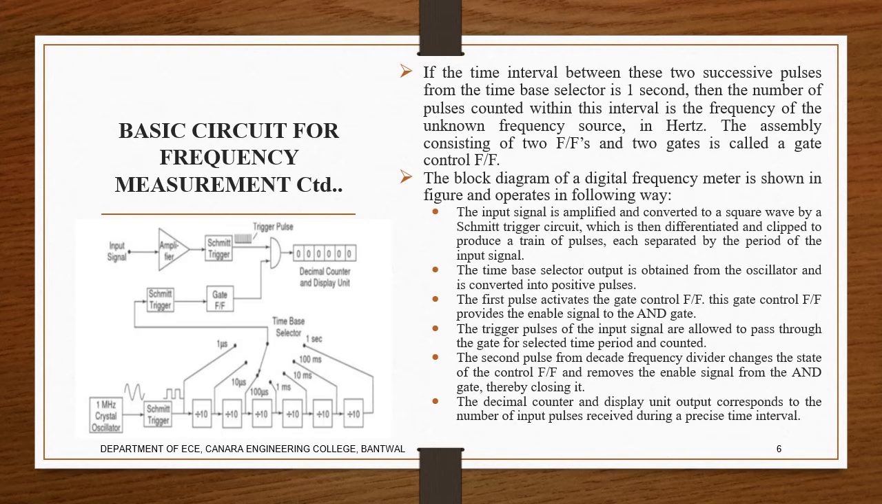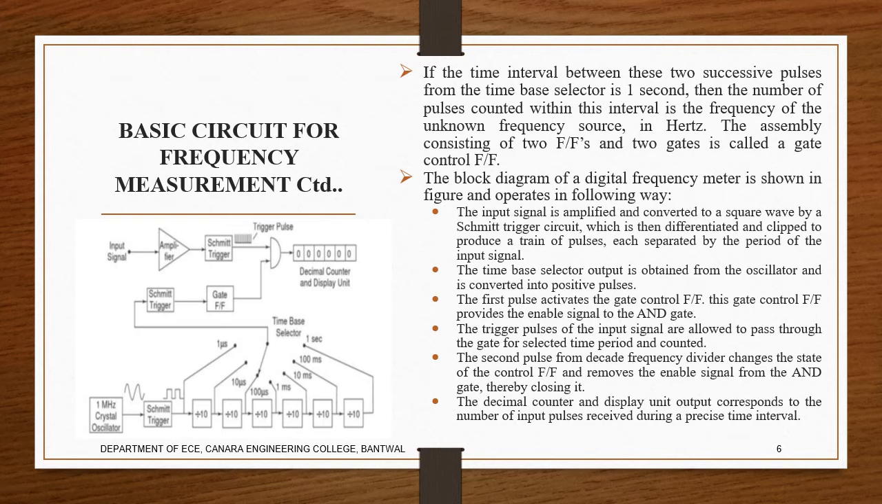This assembly consisting of two flip-flops and two gates is called a gate controlled flip-flop, as we observed previously. Now, this block diagram shown here, how does the frequency counter operate? The input signal is amplified, converted to a square wave by a Schmitt trigger, differentiated and clipped into a train of pulses. Usually, they are separated by a period of the input signal.